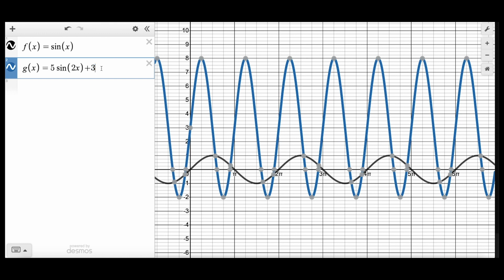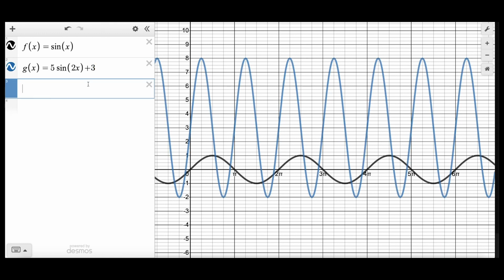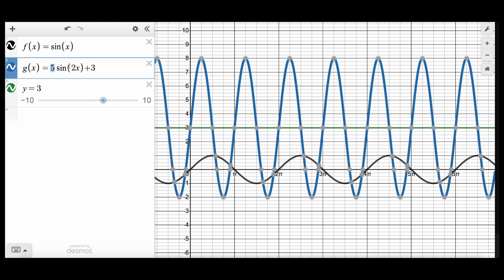I'm going to see this first. So I like to look at the midline first. Let's see if that midline is at 3. y equals 3. The midline is at 3. And then from that midline, 1, 2, 3, 4, 5. So it goes up to a height of 8, and then down to -2. So this is still the amplitude. Nice to see. And then it looks like the 2 is happening as well.